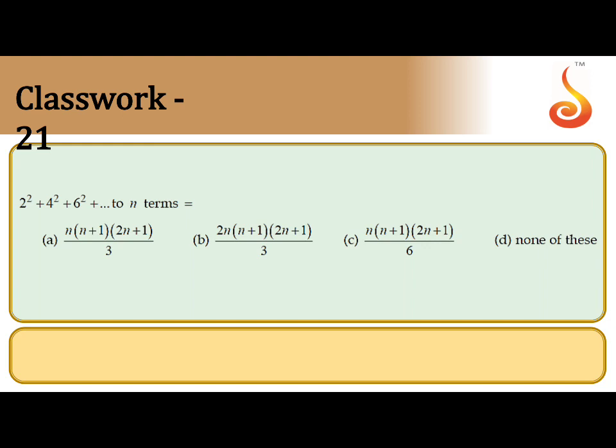So now the question which is given: 2 square plus 4 square plus 6 square and so on up to n terms. There are two methods. One is the verification method, the other is solving. Here we have 2 square, 4 square, 6 square.